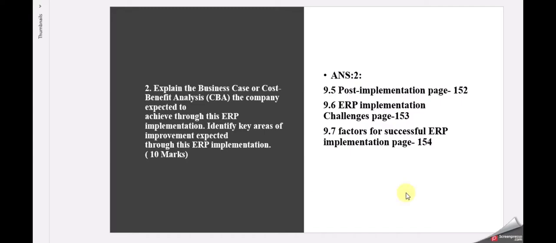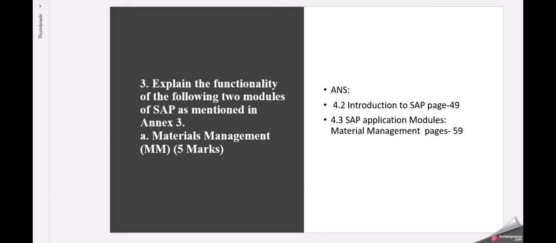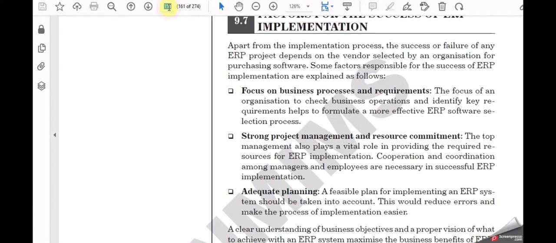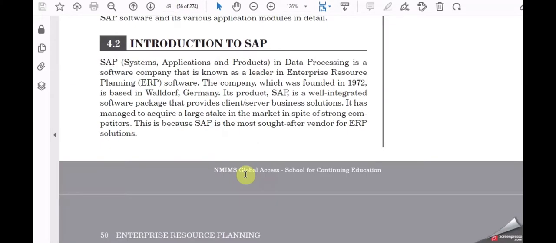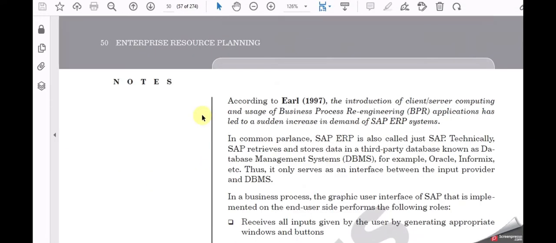Okay, moving to question number 3. Explain the functionality of the following two modules of SAP as mentioned in Annexure 3. So again, we are connecting back to this case study: materials management. We're going back to chapter 4.2, page 49. The introduction part of it, you can collect some information and put it back in for our answer.